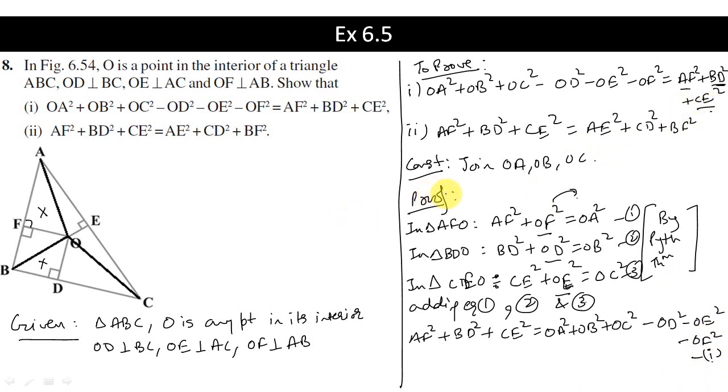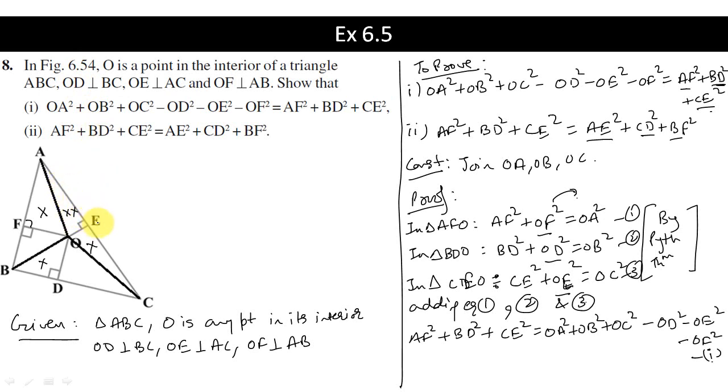Okay. Now for the second part. We have to find the value of AE square, CD square and BF square. In the similar way, we'll find the value of AE square, CD square and BF square. So for AE, we'll consider this triangle, in triangle AEO. So in triangle AEO, AE square plus OE square will be equal to OA square. This is equation number 4.